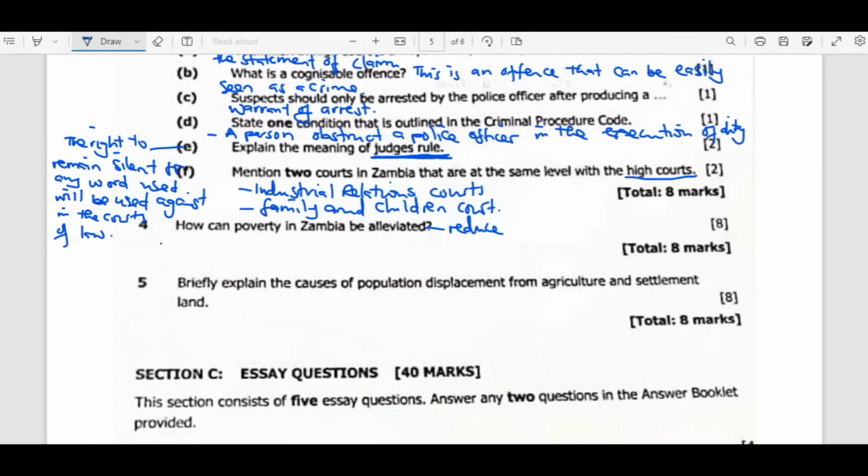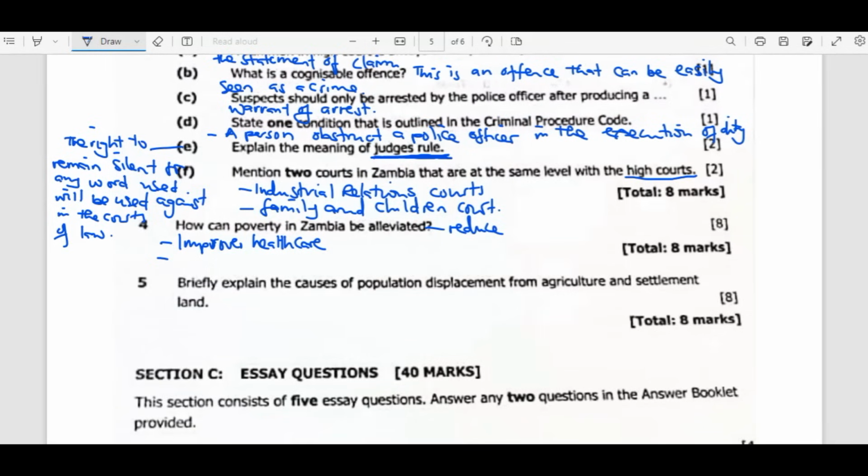So the first point that we can put across is improvement. Improve health care. A country which has a problem with health care, it means that the people will remain in poverty because they will not be working, because they don't have proper health care.